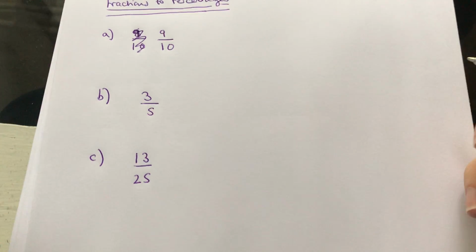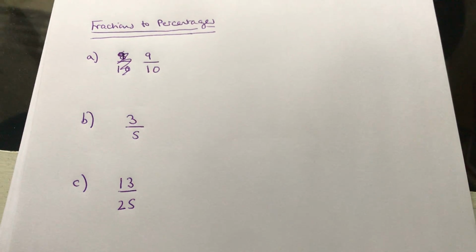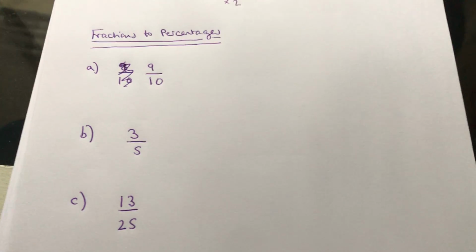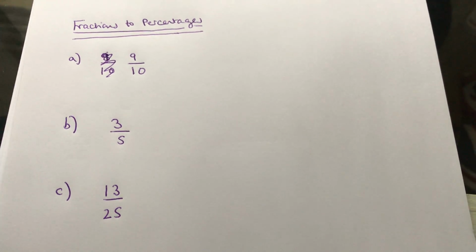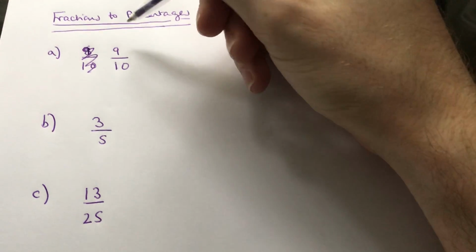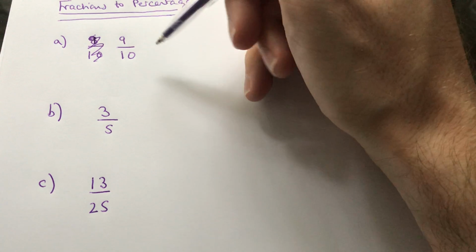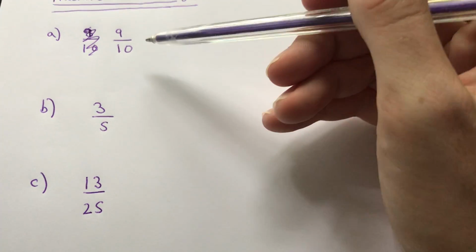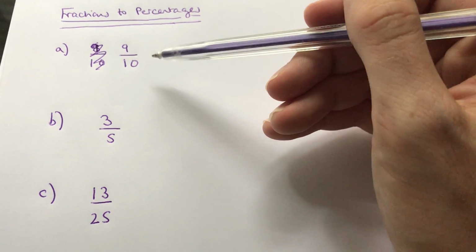Okay, let's go to fractions to percentages. Well, we're going the other way. So we know percentages are fractions over 100. So we need to make sure the denominator is 100. So we need to find equivalent fractions that have a denominator of 100.